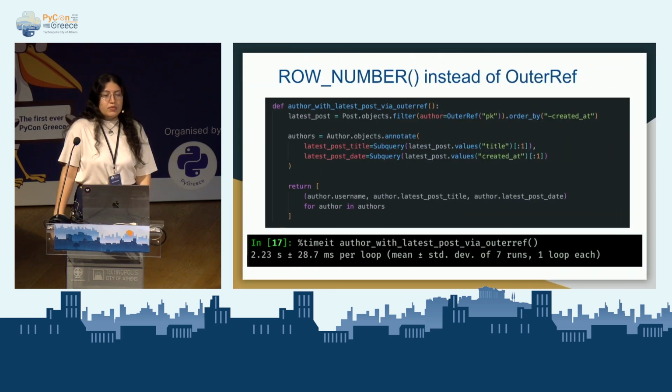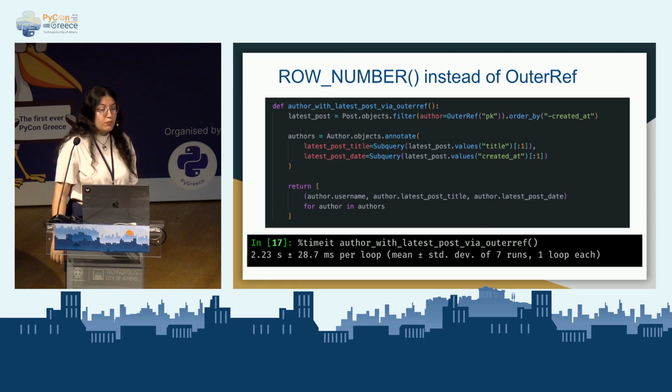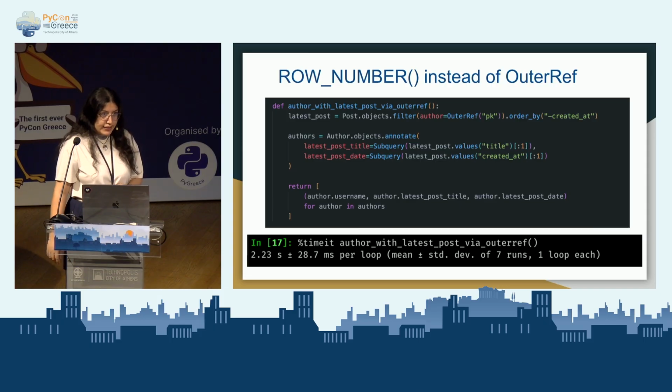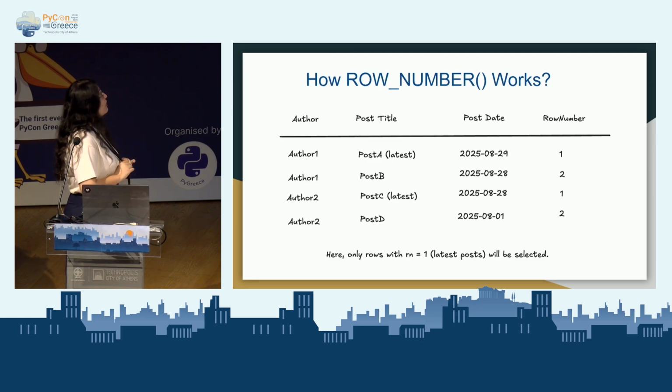And sometimes we need related objects in a query. For example, here we want to fetch the latest post title and latest post date for each author. The common way in Django is to use OuterRef and subqueries. It is easy to understand and it works, but it took 2.23 seconds. And before showing the example with row number, I want to explain how row number works.